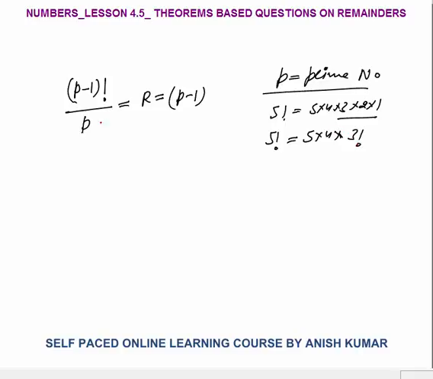So you can check this. What is the first prime number? 2. If P is 2, then 2 minus 1, 1 factorial by 2. You can see that the remainder is 1. 1 factorial is 1, so 1 by 2, remainder is 1.